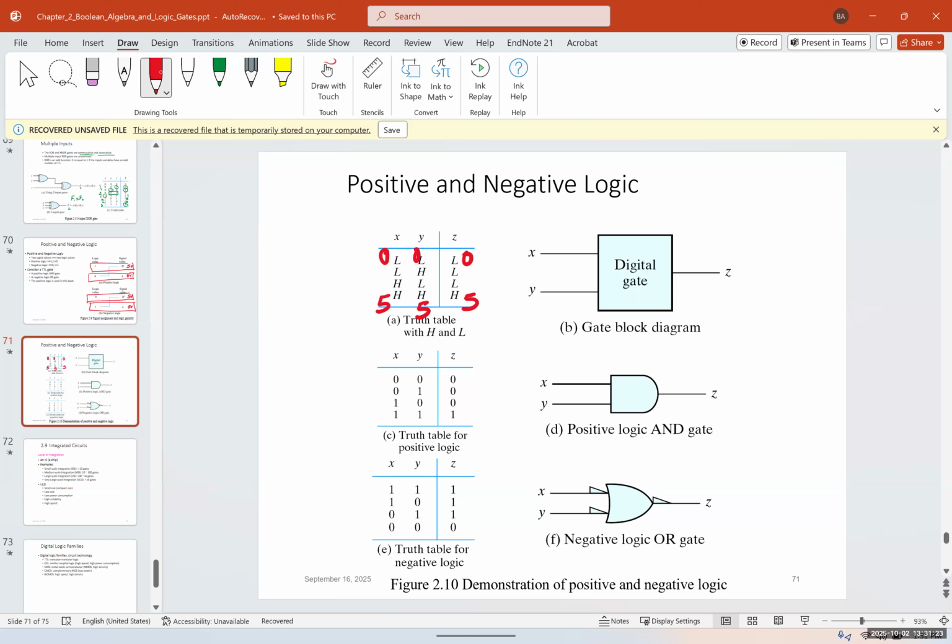And D actually shows the positive logic AND gate, and F shows the negative logic AND gate. And you can see the truth table for a negative logic AND gate. It's the complete opposite of what you see as a positive logic AND gate. So 1, 1 gives you 1. 1, 0 gives you 1, 0, 1 gives you 1, and 0, 0 gives you 1. Why? Because these are technically logics of zeros, okay?